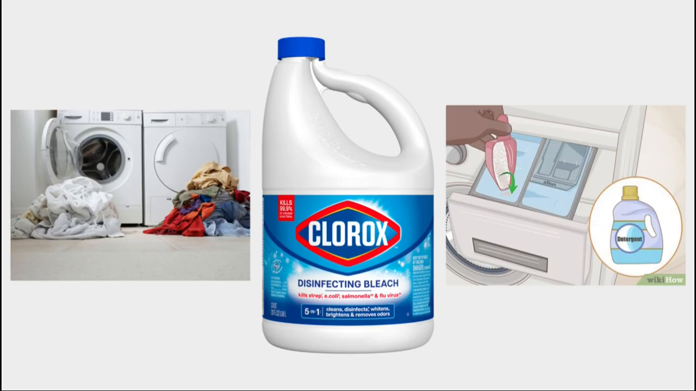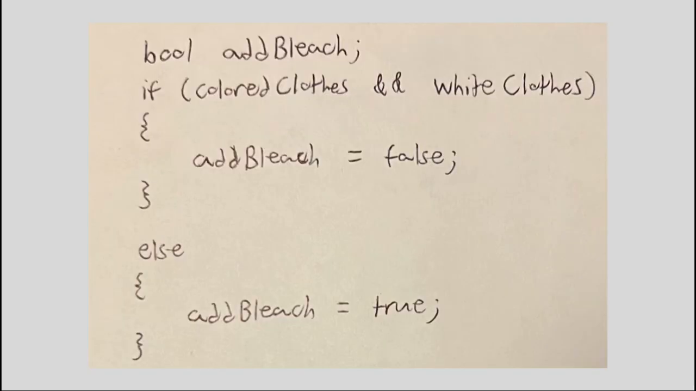Finally, depending on if the clothes being washed are just whites or if they contain a mix of colors, that will help us determine if we should add bleach. As shown with the code here, we can define a Boolean variable, which can be either true or false, and call it add bleach. Then we can check if the dirty clothes include both colored and white clothes, with Booleans representing them, and if so, we can avoid adding bleach for this wash, to avoid color bleeding, of course. But if there aren't any whites or only whites, we can add bleach, and make it true.